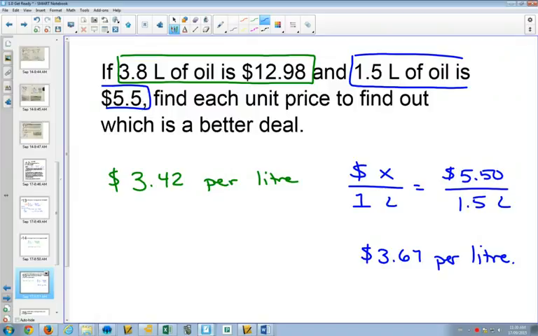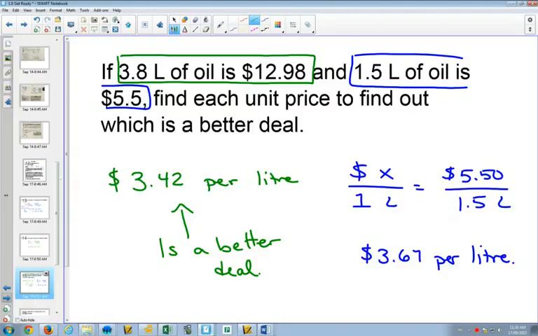So those are some things that you would consider, but now we know that the green one is a better deal. And that is the main reason that we have unit prices, because they give us a nice way to compare which is a better deal.